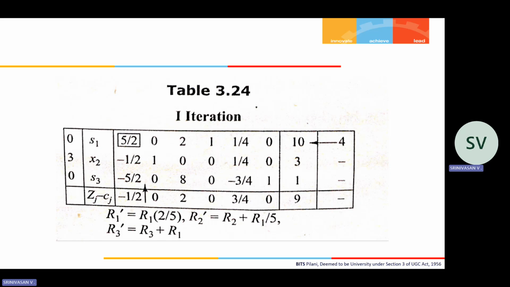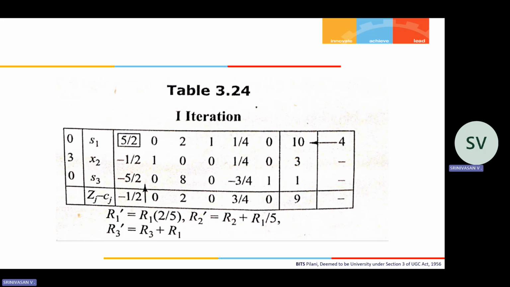Similarly, you have to make all the elements by making the corresponding calculations. So you are making now minus half, you are having here 0, here 2, etc. Now Zj minus Cj is still having a negative value. That means the solution that you have obtained is not optimal. You need to go for further iteration.